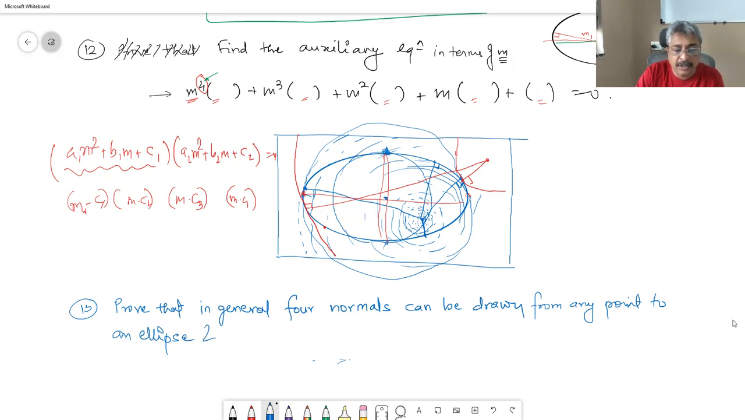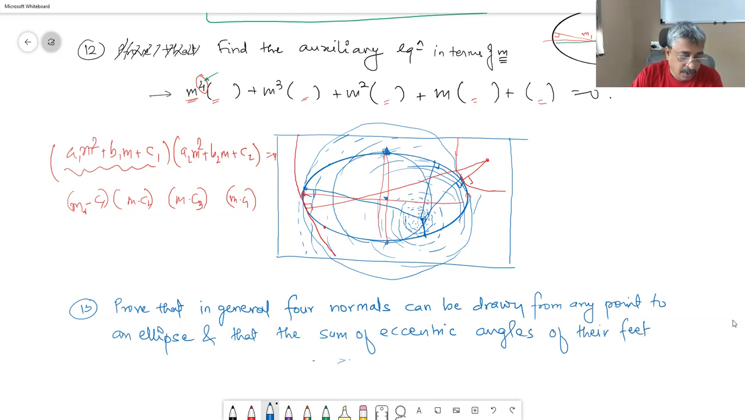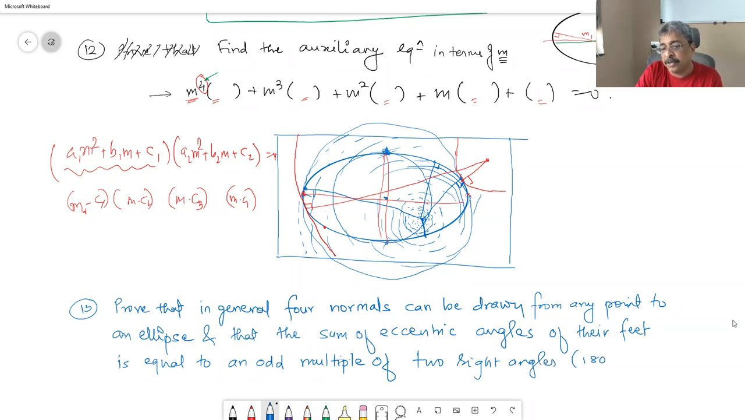And that the sum of eccentric angles of their feet is equal to an odd multiple of two right angles. That is 180. Odd multiple of 180 is the sum of eccentric angles.